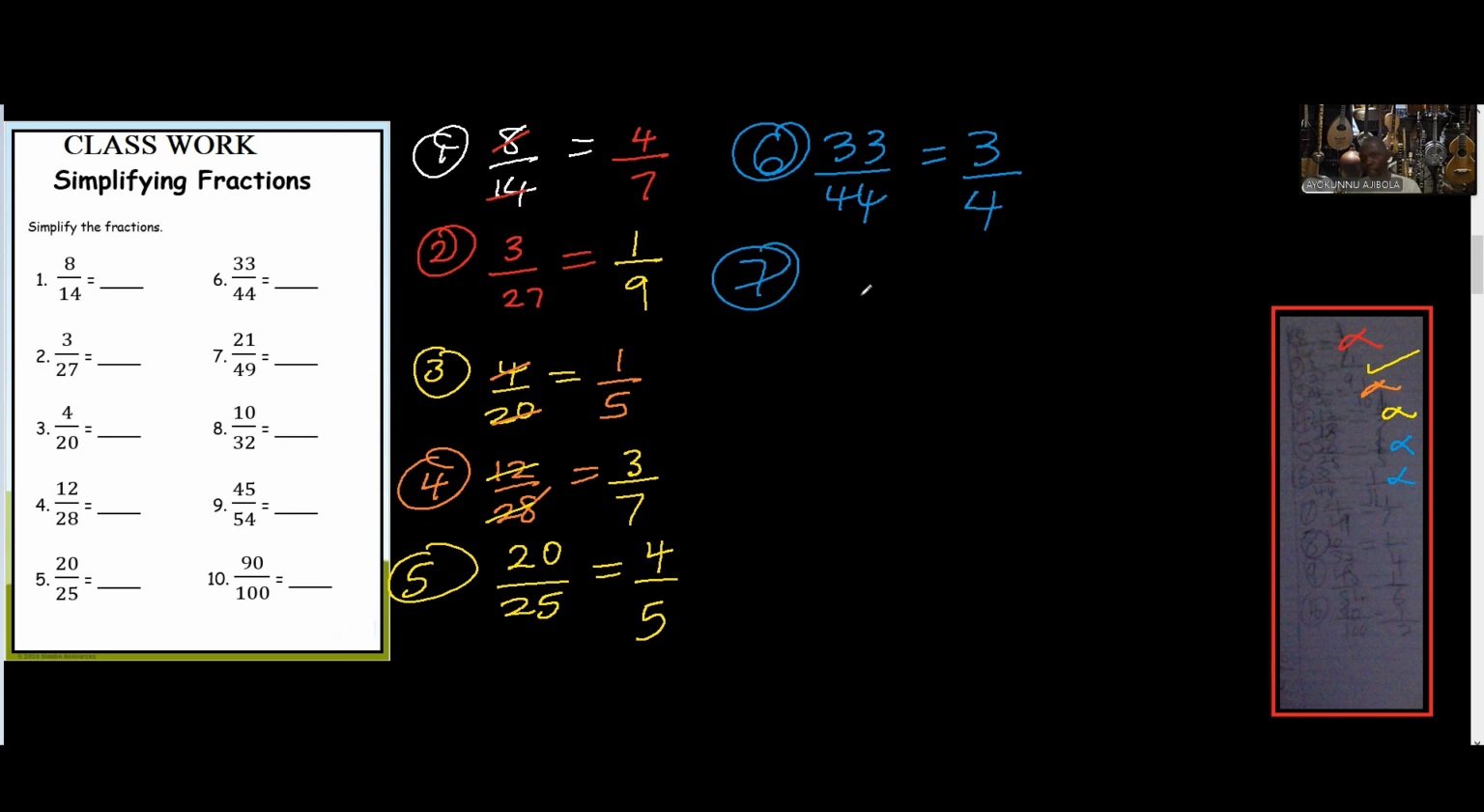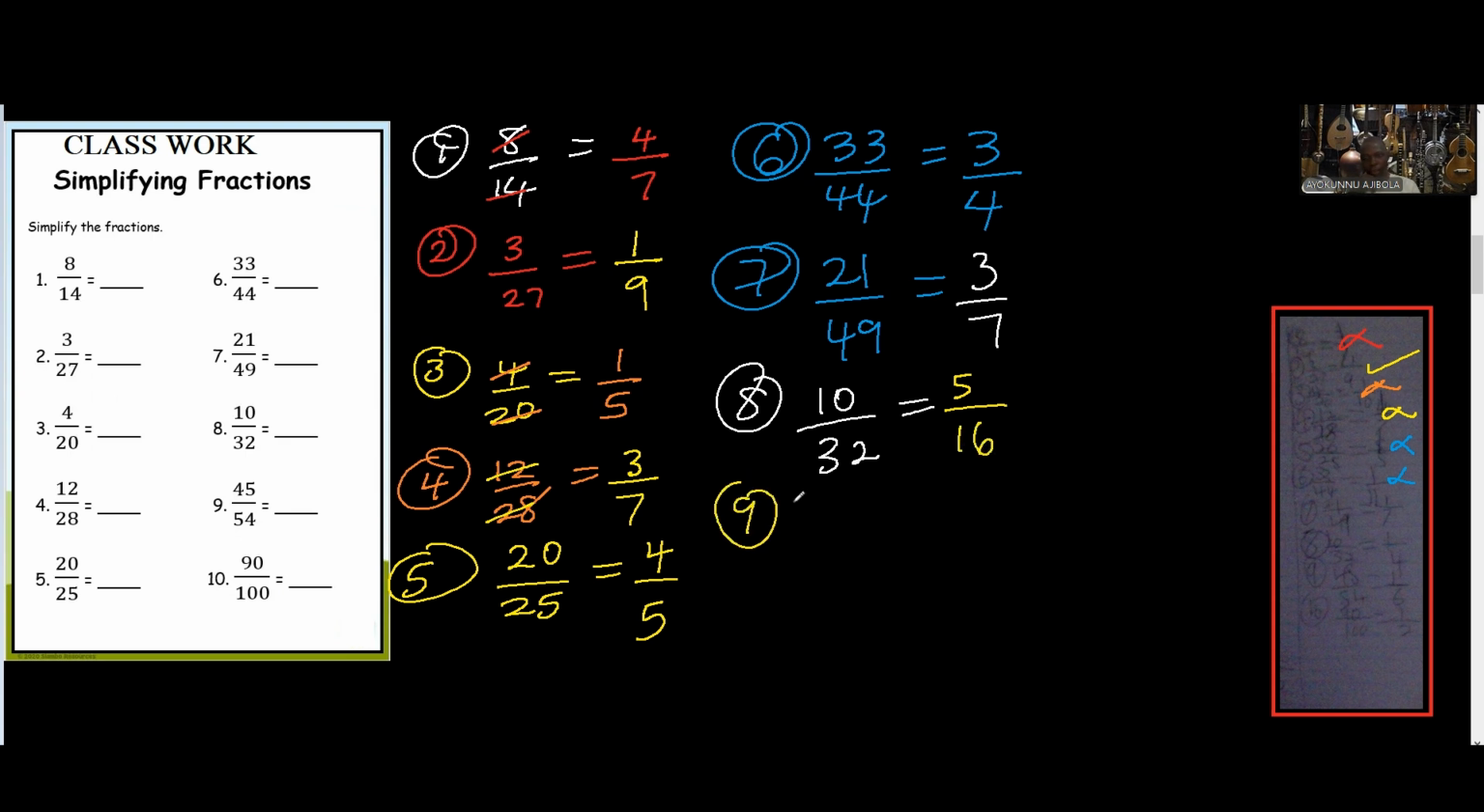So I'm going to give you an assignment again tomorrow, Sunday class. We're going to meet, and you should ensure you get everything, okay? Okay. 21 over 49. What number can I use? Can I use 7? So 7 in 21, that's 3, and 7 in 49, that's 7. So nothing can divide them again. Then number 8, we have 10 over 32. What number can I use for 10 and 32? That's obviously 2. So how many 2's in 10? That's 5. 2's in 32, that's 16.